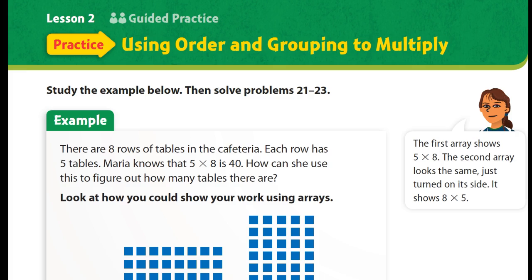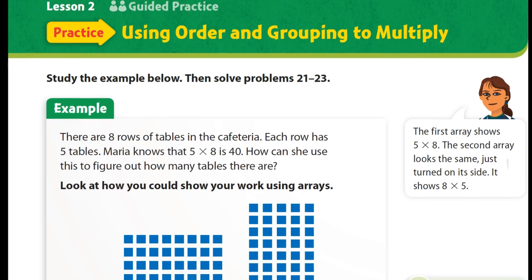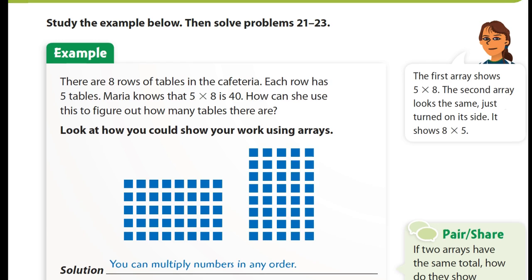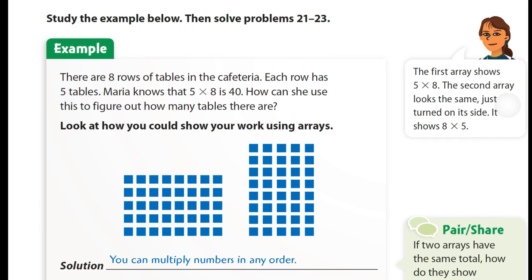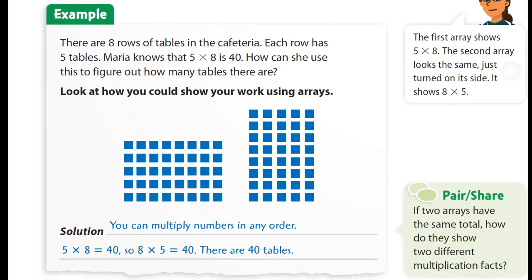Okay, this is continuing our lesson 2 with our unit 1 math. We're still talking about grouping and multiplication. When we group, we can use arrays, just like she has. So let's look at the example they give us. Study the example below, then solve problems 21 through 23.